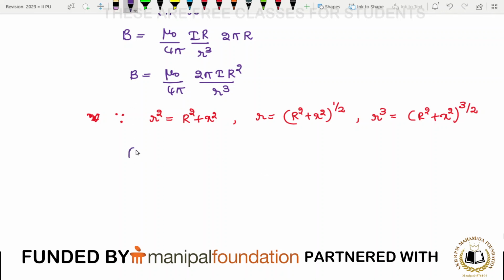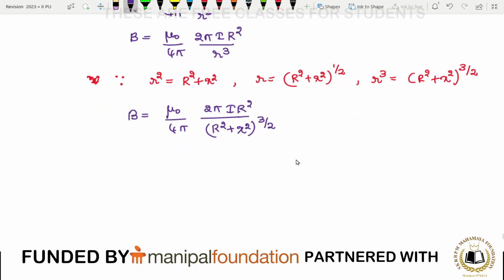Therefore, B is equal to mu naught by 4 pi, 2 pi I R square divided by R square plus x square to the power 3 by 2. Along which axis?